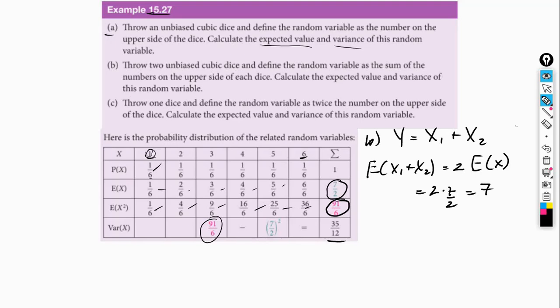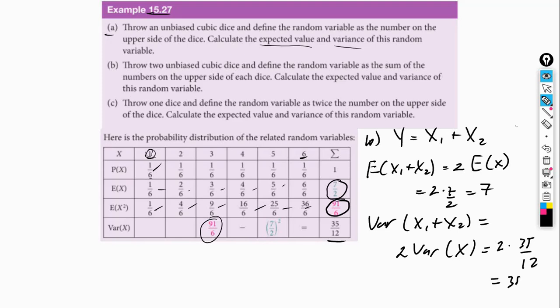Then for the variance, notice that in this case, because the observations are independent and they are of the same random variable, the variance of x1 plus x2 is just going to be 2 times the variance of x, which in this case is going to be 2 times 35/12, and this equals 35/6.